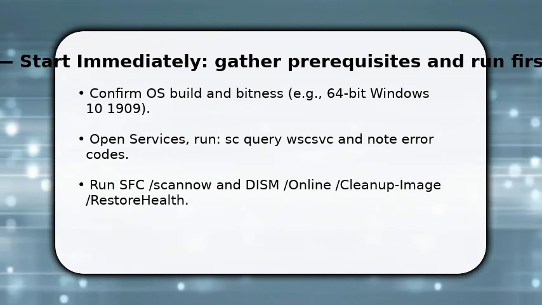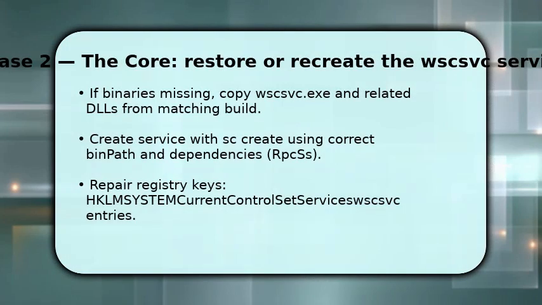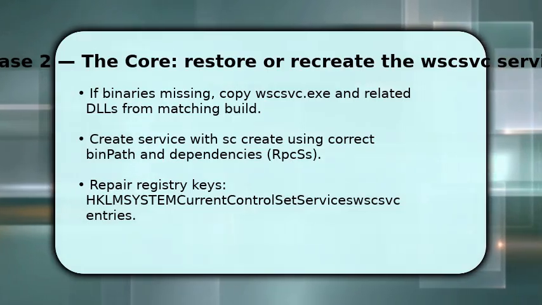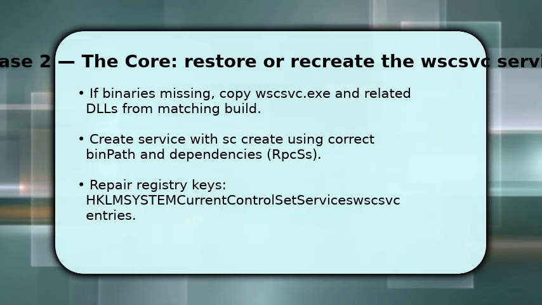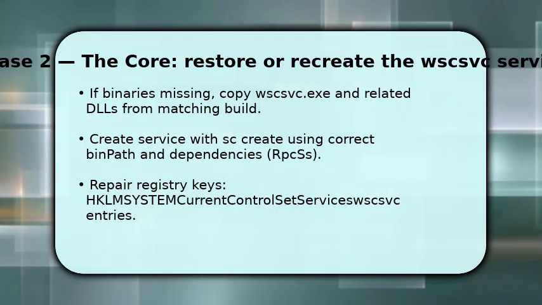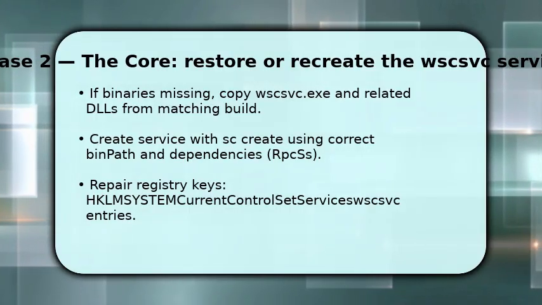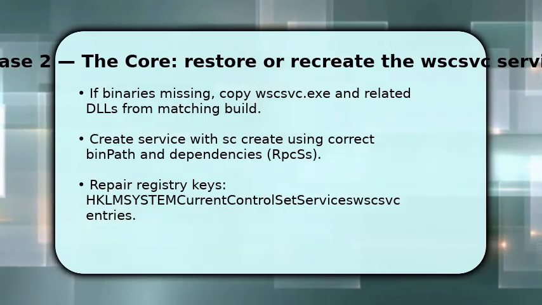You now rebuild the service. If SFC didn't restore the binary, copy WSCSVC.exe and required DLLs from an identical Windows installation or install media, because mismatched files break signing and loading. Then create the service using sc create WSCSVC binPath= C:\Windows\System32\svchost.exe, net start= auto, depend= rpcss, so Windows can host the service correctly.